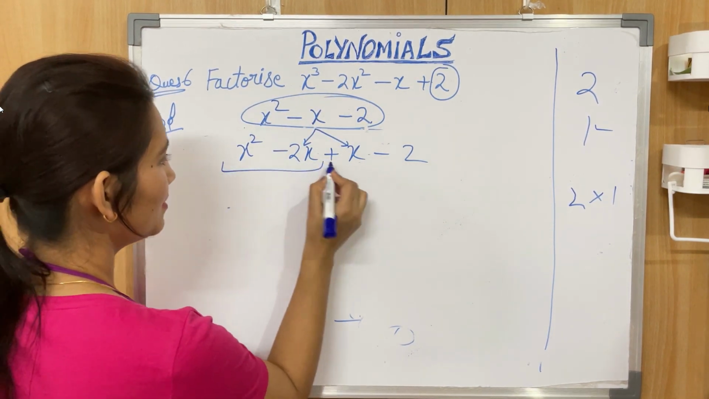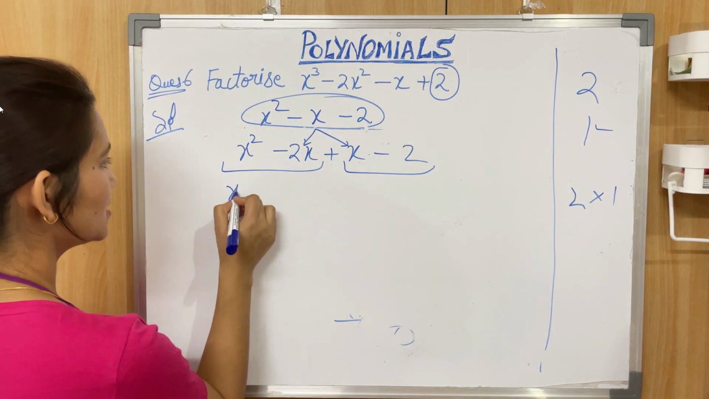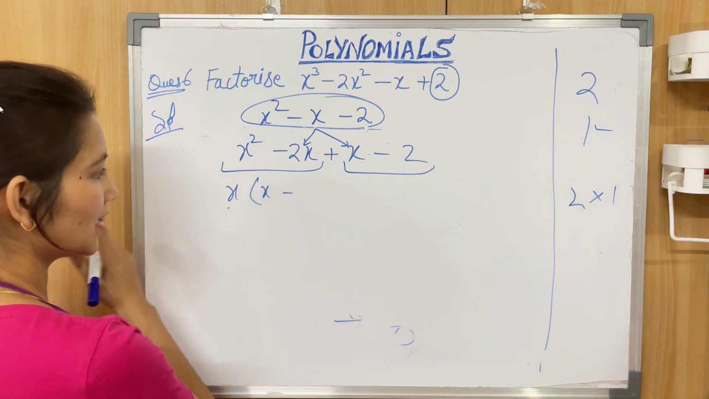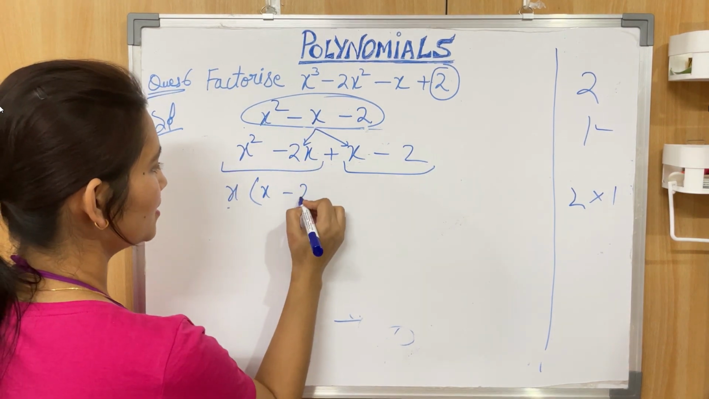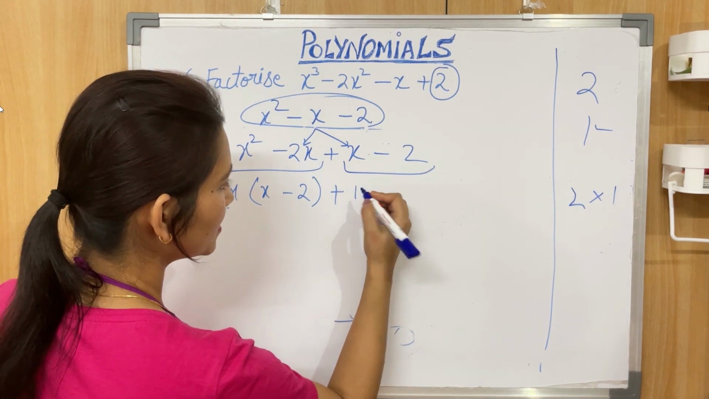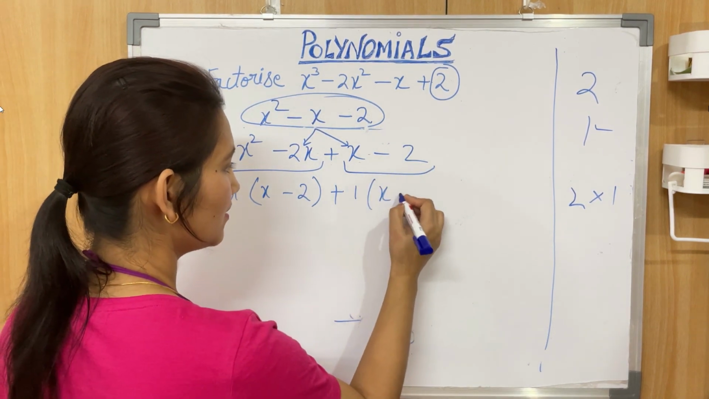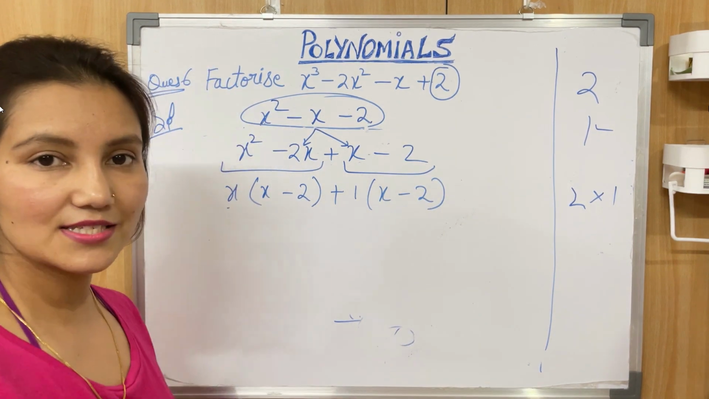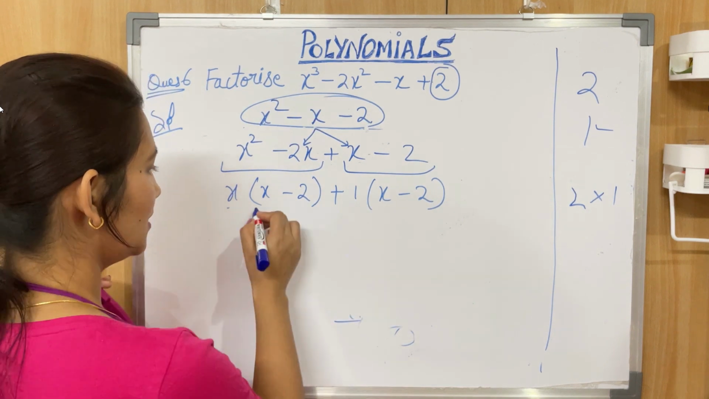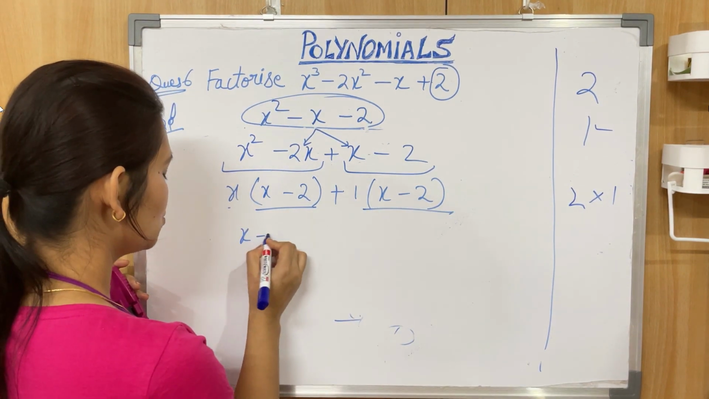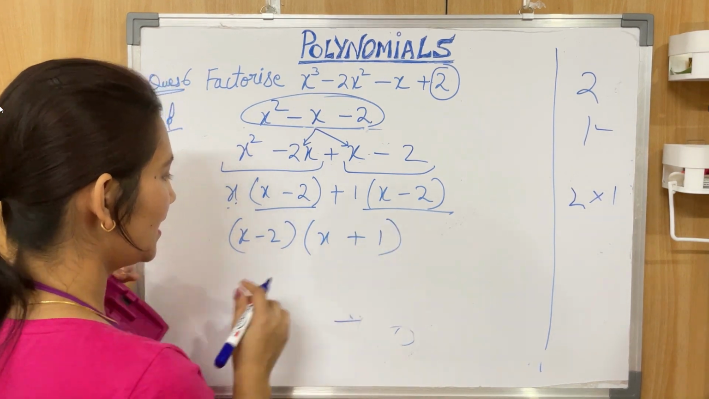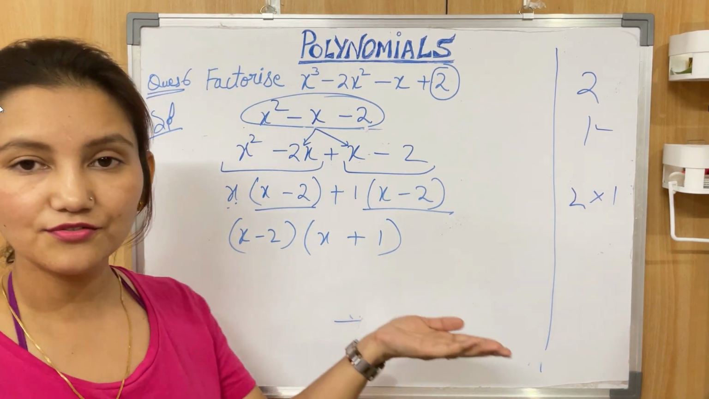So now again we'll make groups. x outside, x inside. So whatever is common, I'm taking it outside. So I'm left with x and minus 2, right? Again here nothing is common between these two terms. So what is common? 1. So we are left with x minus 2. Now the next step, the last step, I need to take out whatever is common. So x minus 2 is common in both these terms. So x minus 2 comes out. What is left? x here and 1 here, right? So these are the two other factors.